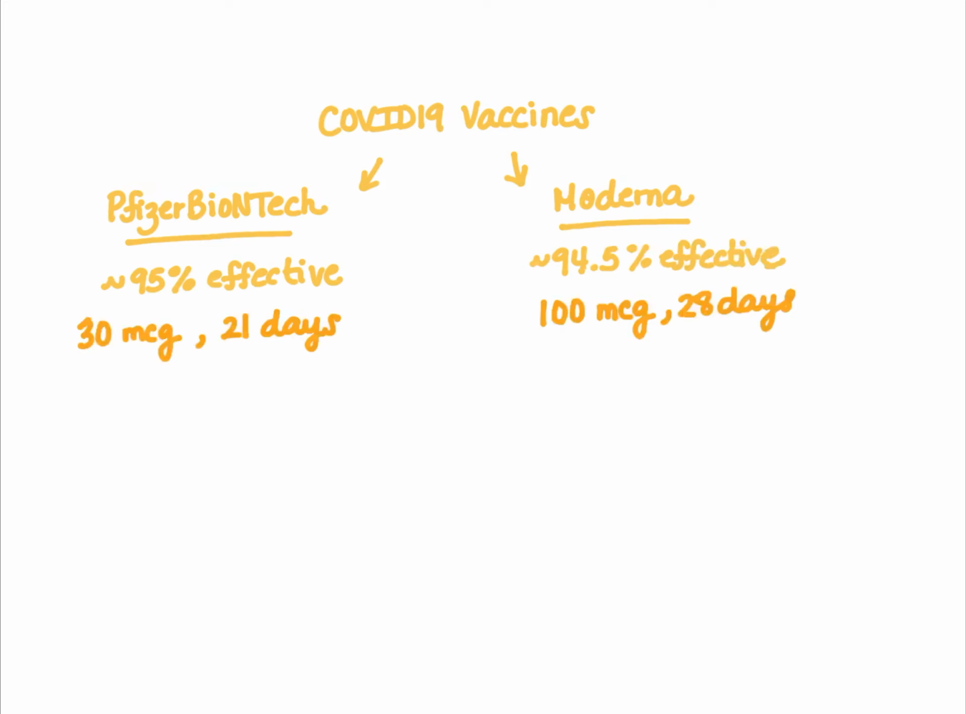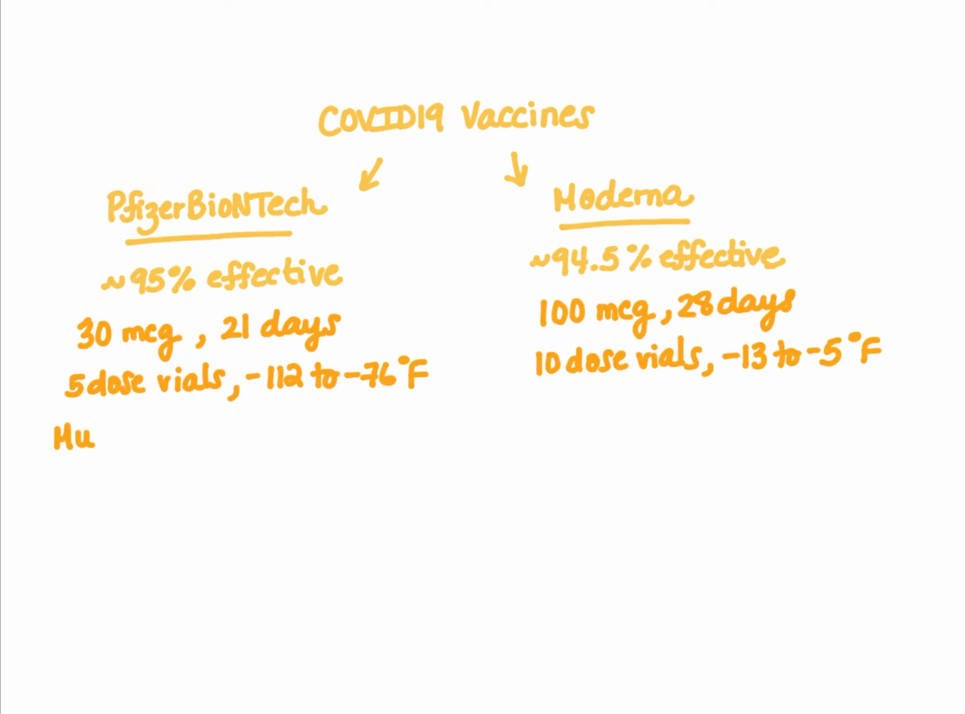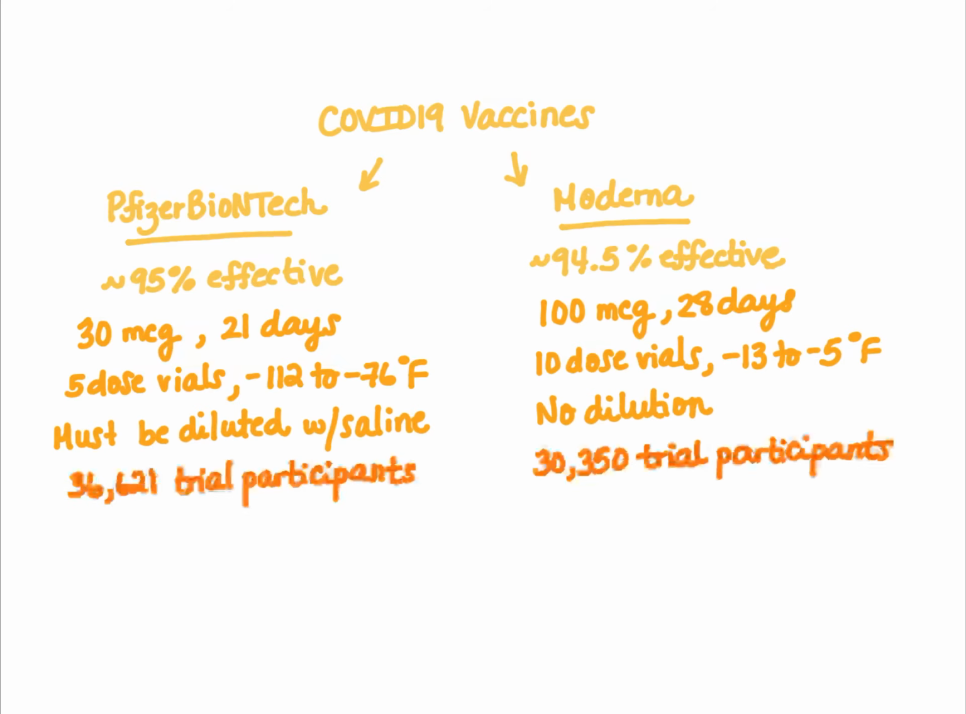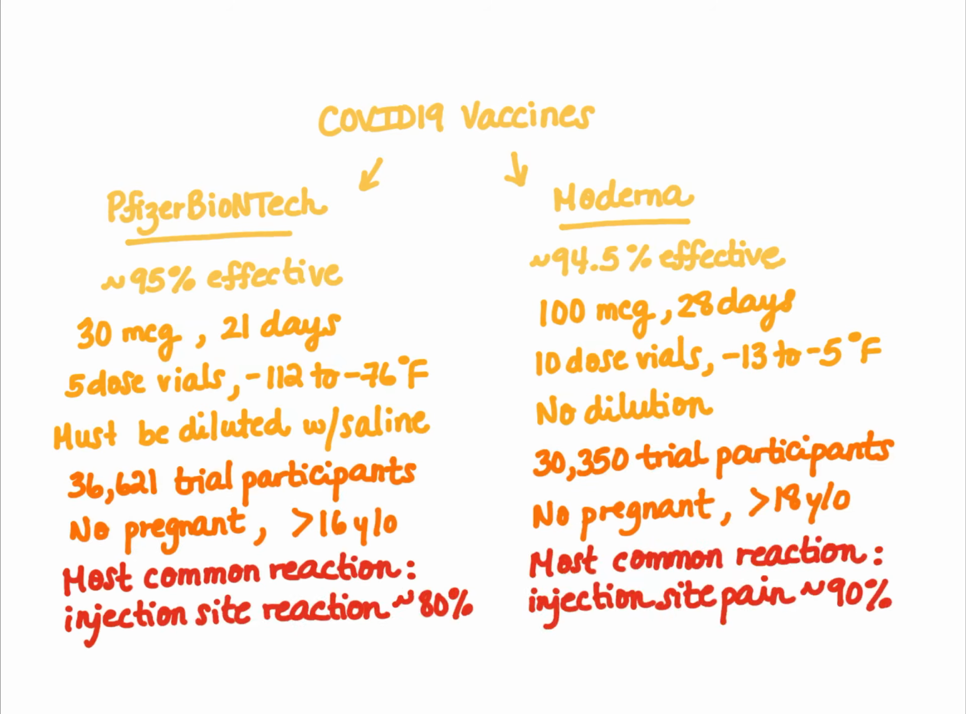These are stored in 10-dose vials, whereas Pfizer is stored in 5-dose vials. The Pfizer vaccine does require some dilution, Moderna does not. They both had about the same amount of trial participants, and most common reaction has been injection site pain. So those were some differences, with the biggest one probably being the cold storage, where Pfizer really needs an ultra cold environment, whereas Moderna has a little bit more leeway there.